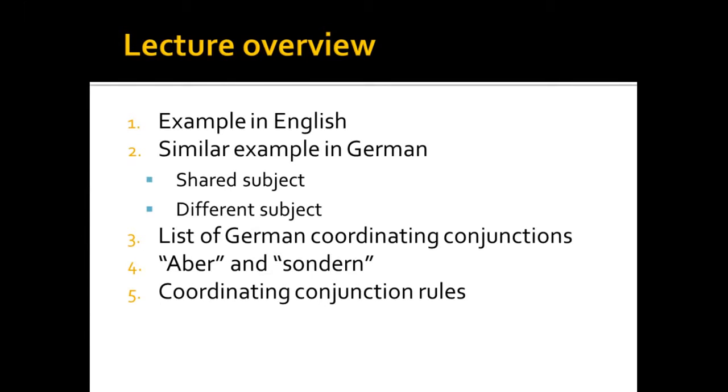2 of them sort of represent difficulties for students, and those are aber and sondern. So we're going to be taking a closer look at those, how they differ and when you use them. And then at the end we're going to synthesize our knowledge into a short list of 2 rules governing coordinating conjunctions.